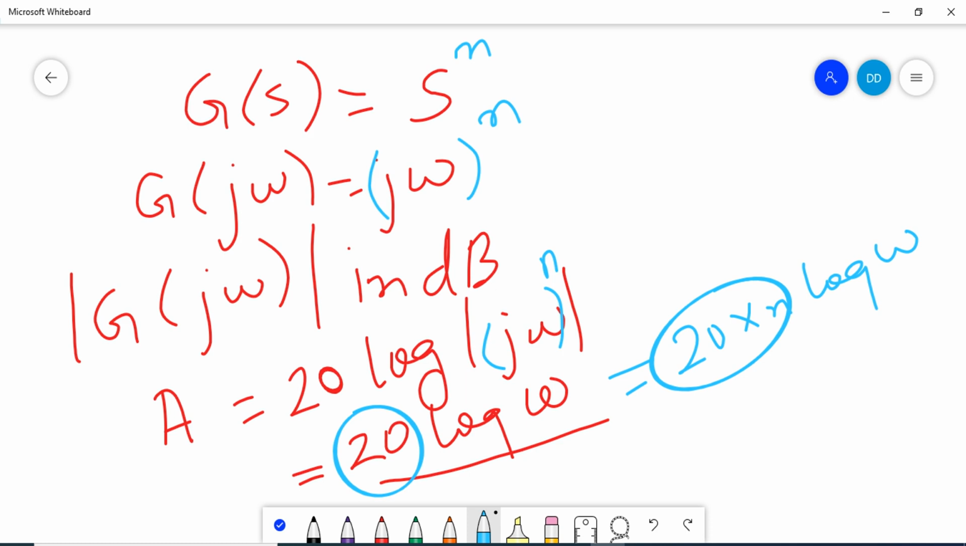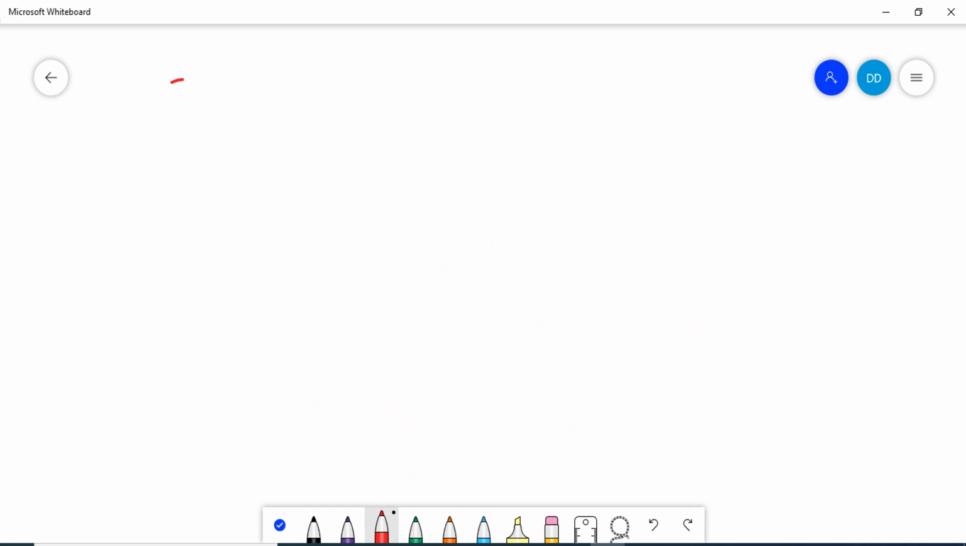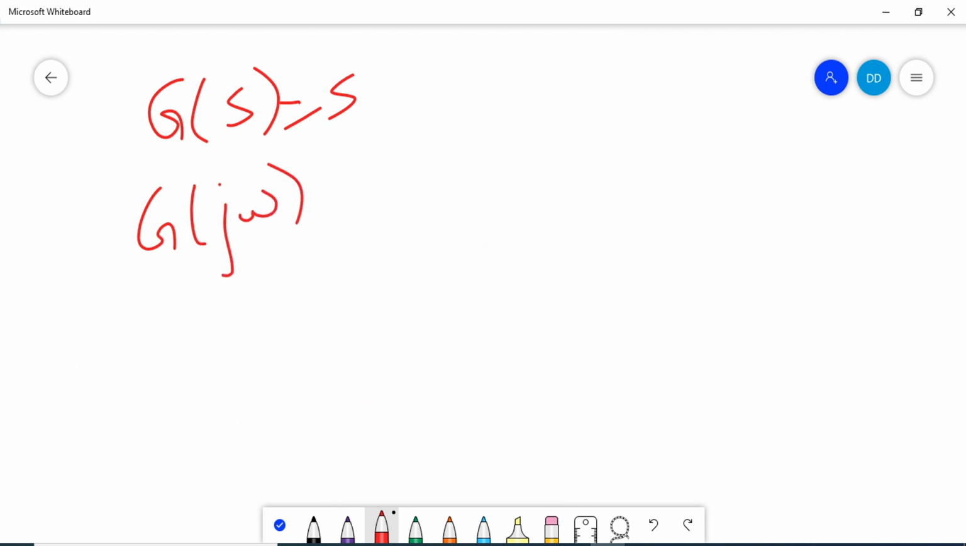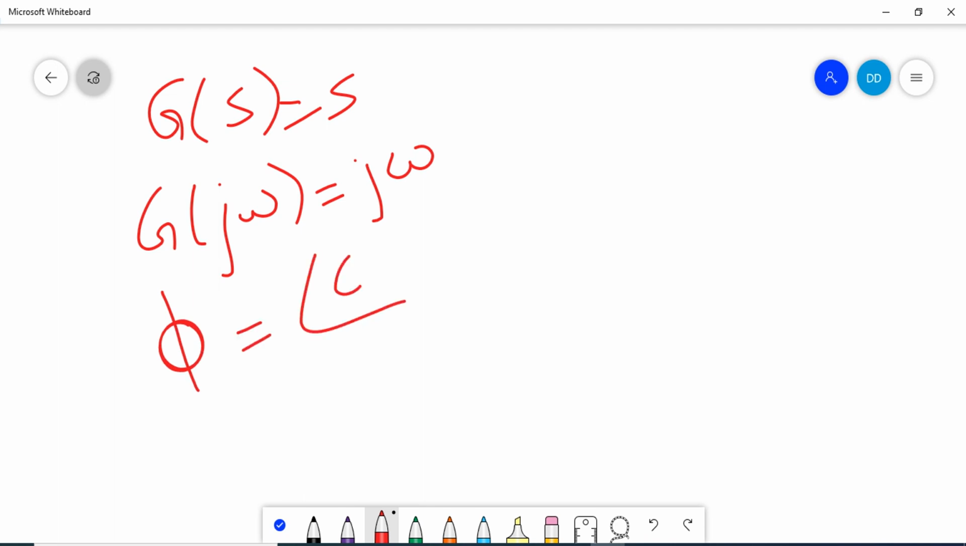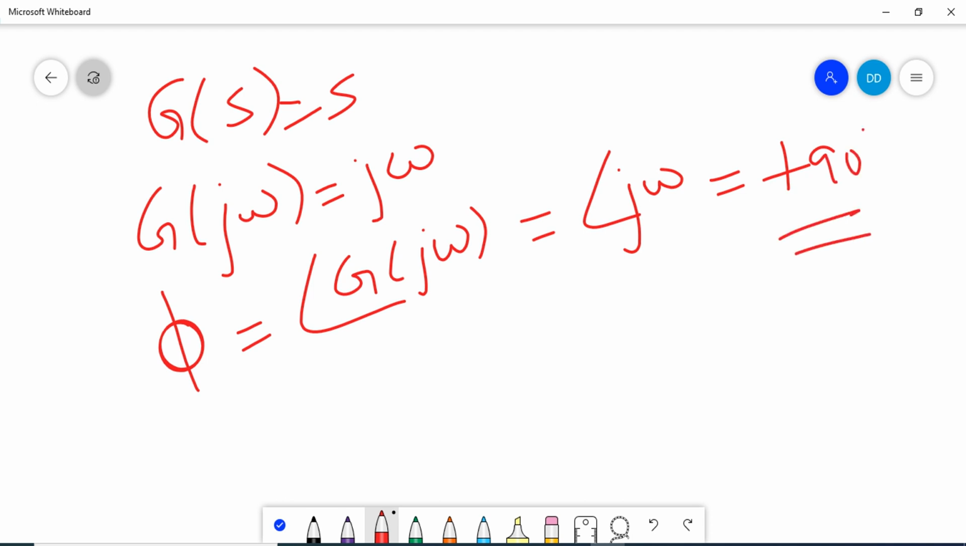We'll see what happens to the phase angles if we have a single zero at the origin and multiple zeros at the origin. We have again G(s) = s. We replace it by jω, so G(jω) becomes jω. Its angle φ is nothing but the angle of G(jω), which is the angle of jω, that is plus 90 degrees. So if we have n zeros at the origin, then our G(jω) becomes (jω)^n.